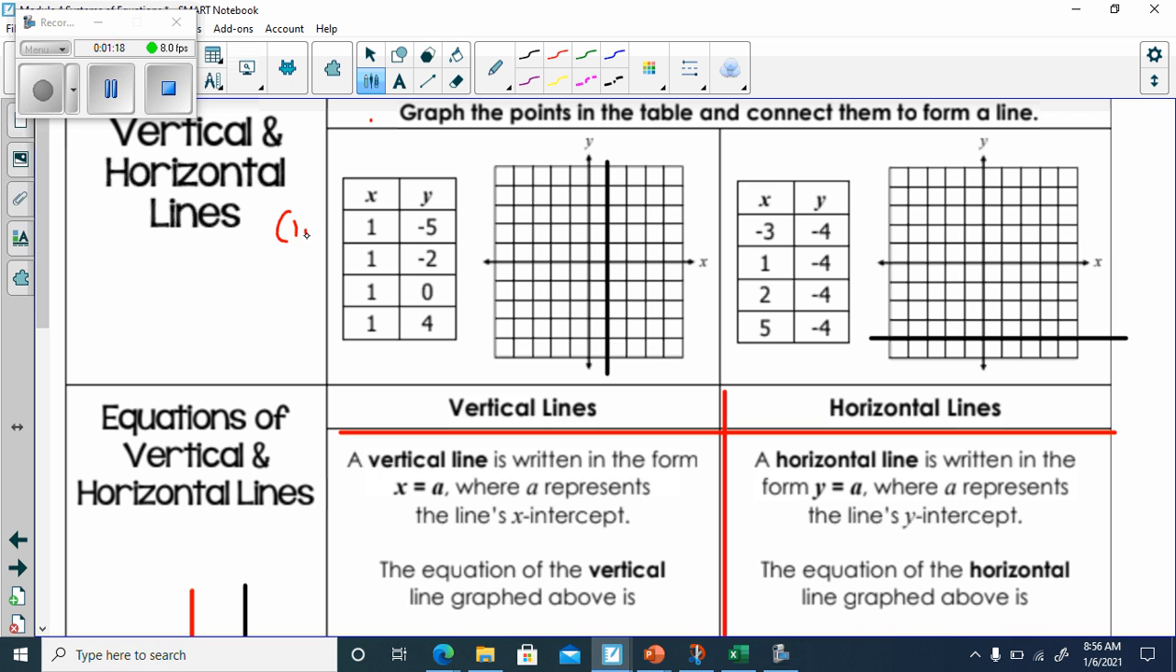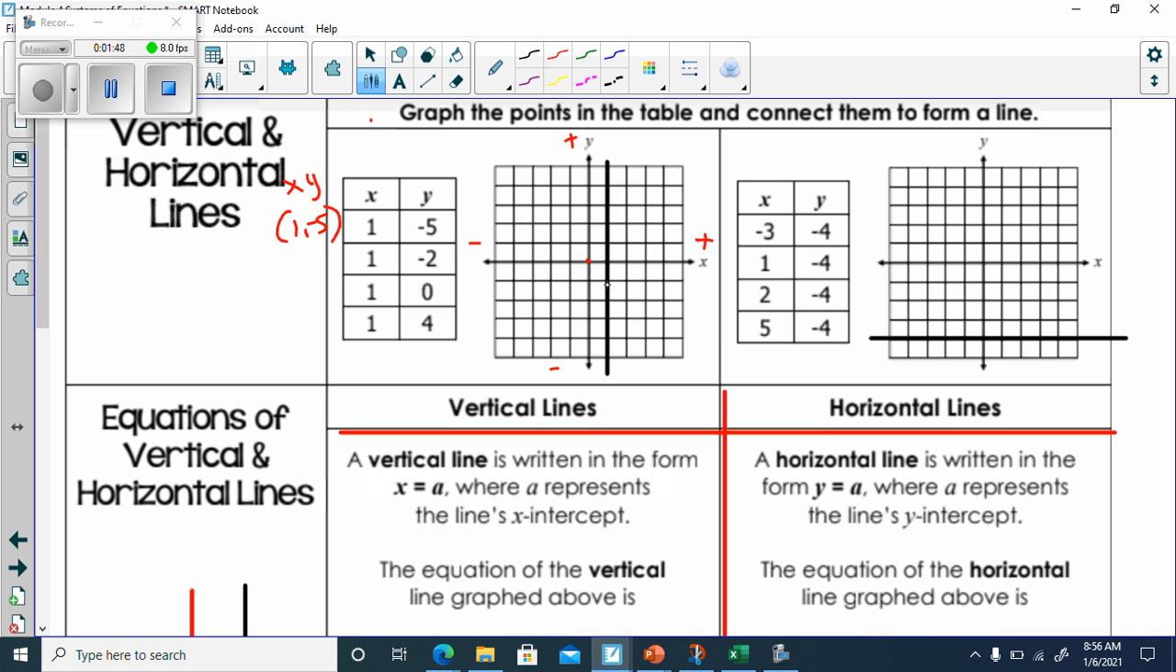This point is (1, -5), and anytime we're plotting something, this is your x and this is your y. To plot, we start at the origin. That's where the x and the y-axis intersect. Going this direction on the x-axis is positive, just like a number line. This direction would be negative. On the y-axis, if you go up, it's positive. If you go down, it's negative. So let's start at the origin, (0, 0), and plot this (1, -5).